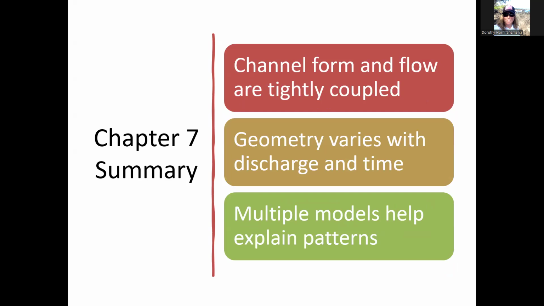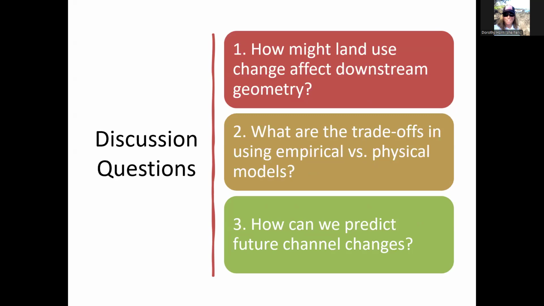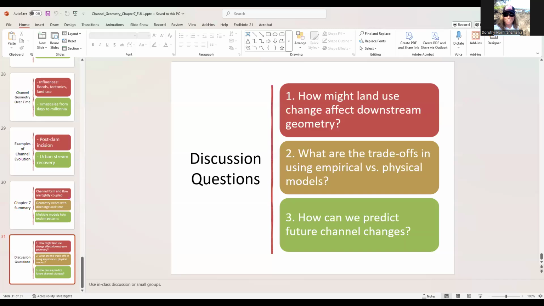Overall, chapter 7 is pretty short, right? It's mostly just talking about how form and flow work together. Geometry, or the morphology of the river changes with time, okay, and it's variable. And there's lots of different kinds of models to help explain all the different patterns of this. There's not just one way. Here's a couple of questions that you can use to practice for the exam. I'm going to go ahead and open up chapter 8.